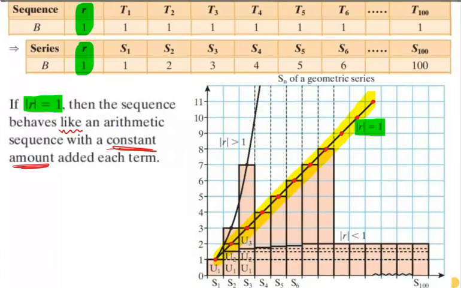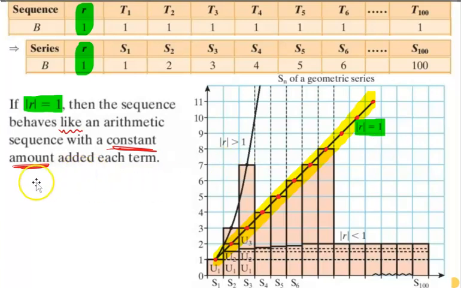Next, focusing in on sequence B. Sequence B was 1, 1, 1, 1, 1, and the series was 1, 2, 3, 4, 5, and so on. So this is if r is equal to 1, highlighted in yellow. We can see it just looks like a straight line. If r is equal to 1, then the sequence behaves like an arithmetic sequence. Remember, these are geometric sequences where we're multiplying by a common ratio, not adding, but it behaves like an arithmetic sequence with a constant amount added each term. So the graph looks like a straight line if the common ratio is equal to 1.